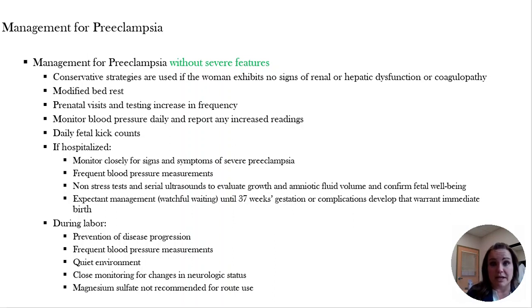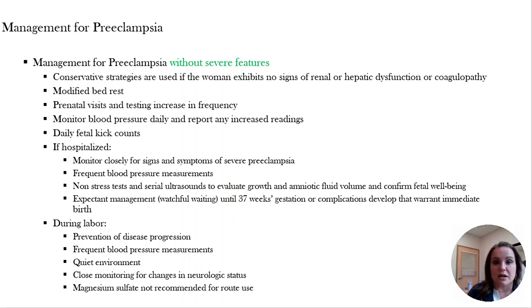They'll do fetal kick counts. This says daily, but really more often than daily. Because remember I said with preeclampsia, you get decreased blood flow to the organs, the uterus being one of them, and the placenta. So if we have decreased blood flow to the placenta, we are concerned with our baby not getting enough oxygen and nutrients. So fetal kick counts are really important for these patients to monitor their baby's health in utero.